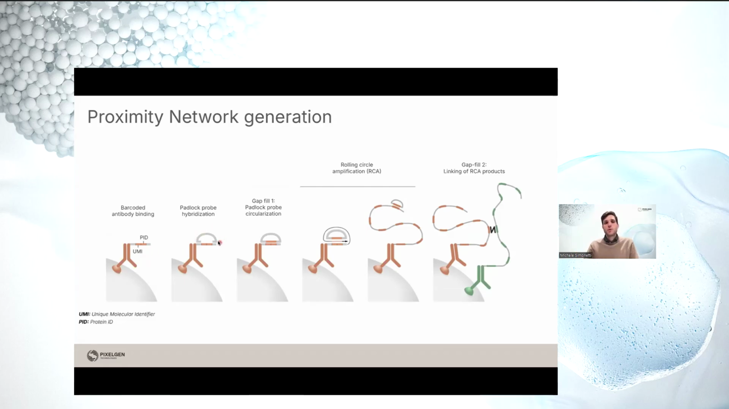Here you can see the padlock probe step where we copy the information from this oligo, so from the protein. And then we perform rolling circle amplification, so we elongate the oligo. As you can see here, this is a zoom-in where we link rolling circle products that are in close proximity. You can imagine that since the rolling circle product is created by repetitive copies of the oligo, one protein can be connected to multiple proteins at the same time.